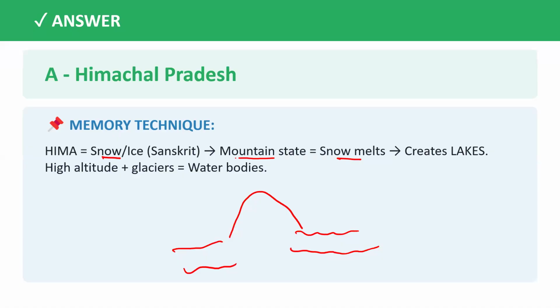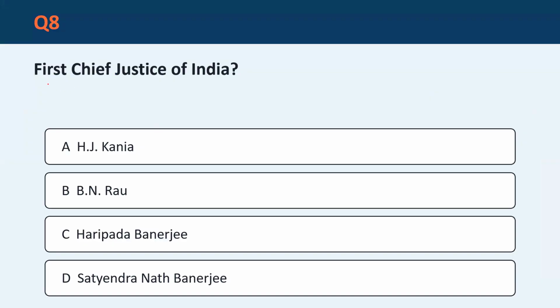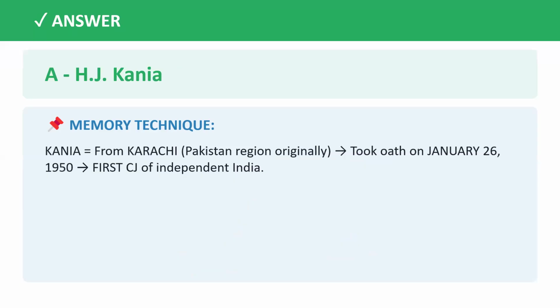Okay. So the next question is, who is the first Chief Justice of India? Very important and frequently asked question. The options are H.J. Kania, B.N. Rao, Haripada Banerjee, Satyendranath Banerjee. And the correct answer is H.J. Kania. So the H stands for Harilal. Harilal J. Kania.